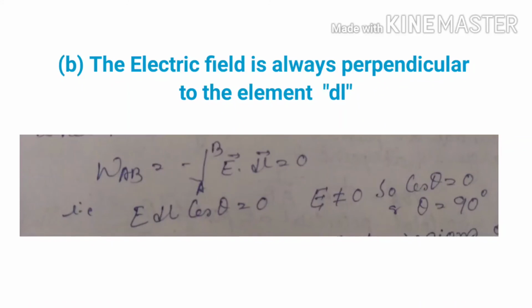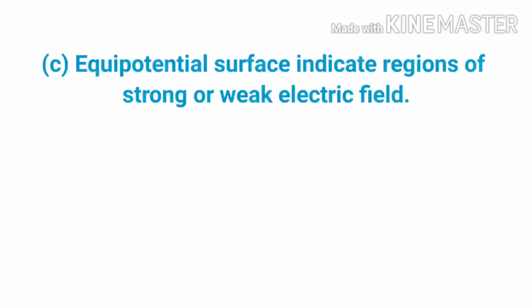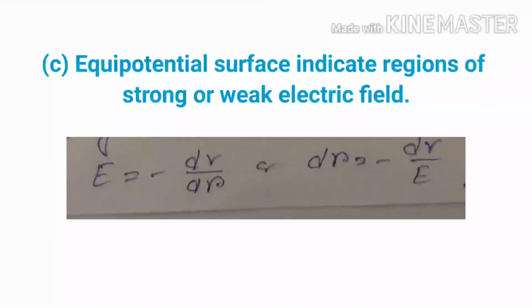Number C, equipotential surface indicates regions of strong or weak electric field. Electric field is defined as the negative potential gradient, that is E vector is equal to minus dV by dr, or dr is equal to minus dV by E. Since dV is constant in an equipotential surface region, dr is proportional to 1 by E.